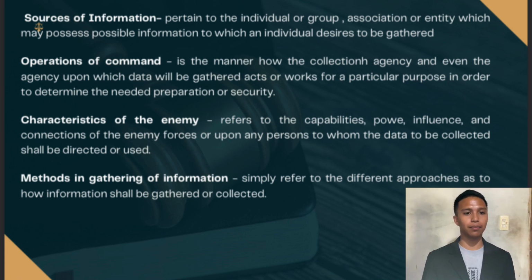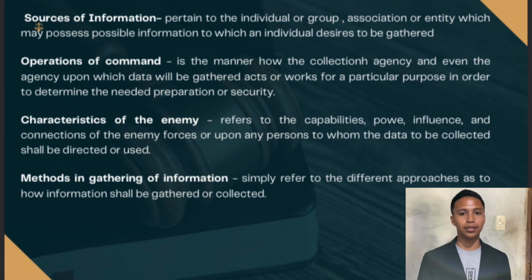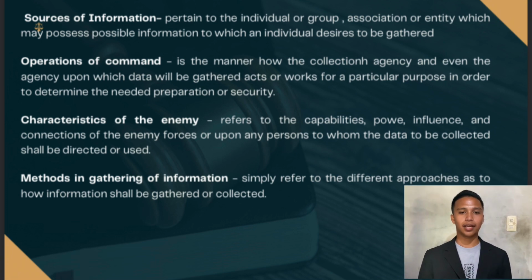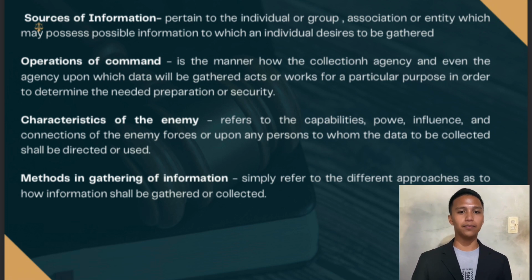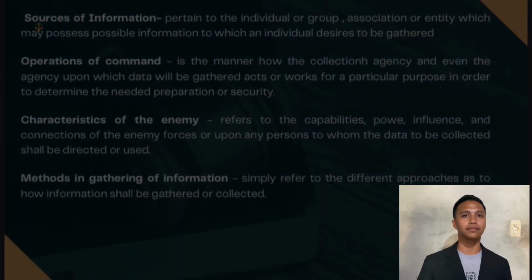Operation of command is the manner in which the collecting agency, and even the agency upon which data will be gathered, acts or works for a particular purpose in order to determine the needed preparation of security. Characteristics of the enemy refers to the capabilities, power, influence, and the connection of the enemy forces or of any person to whom the data to be collected shall be directed or used. Methods in gathering information simply refers to the different approaches as to how information shall be gathered or collected.